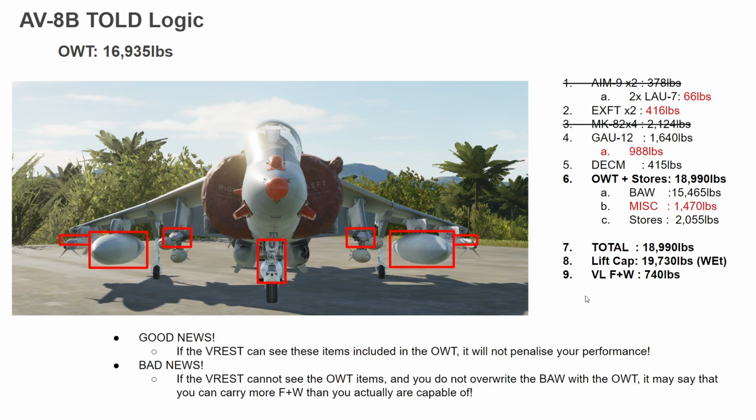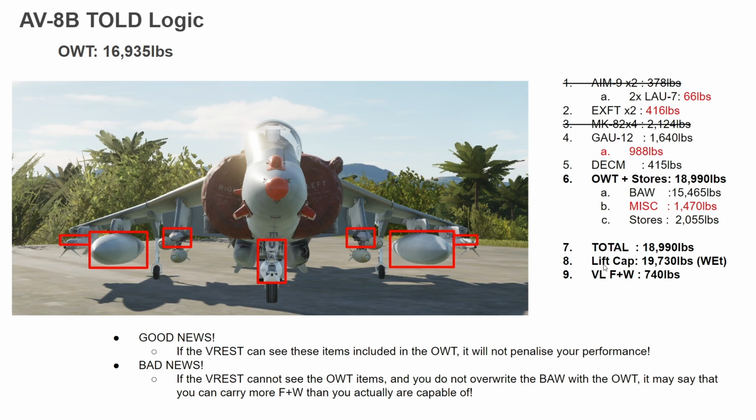The good news about all of this is if the latest update of the game includes a VREST that can see the hidden items that you include in the OWT, it will not penalise your performance. When you put in the OWT, it will actually just see what it needs to see, and it will act accordingly. The bad news is if the VREST is not in an update where it can see the OWT items, and you do not overwrite the BAW with the OWT, it may say that you can carry more fuel plus water than you are actually capable of.